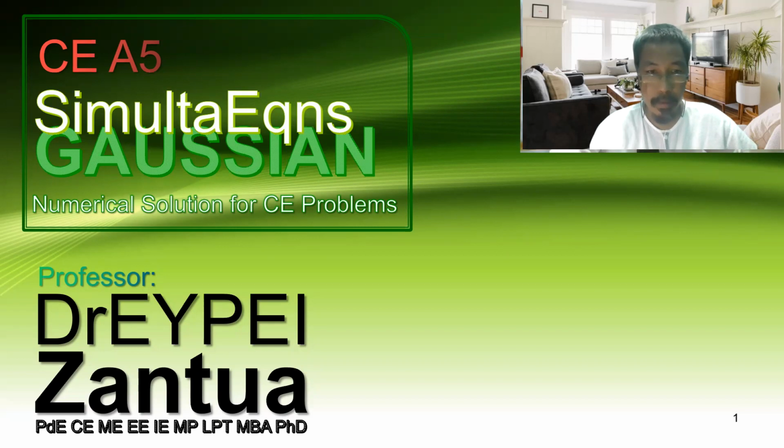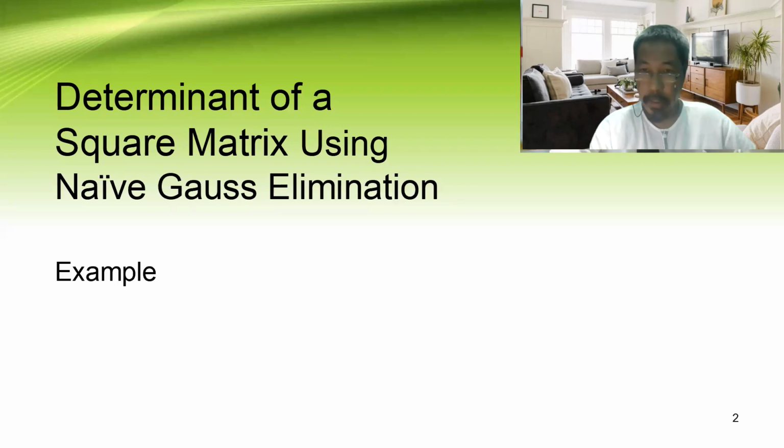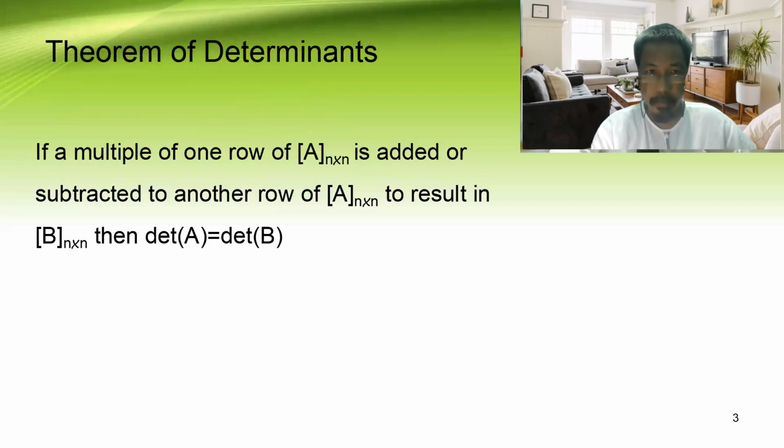In this video, let us continue with the numerical solution using Gaussian elimination of simultaneous linear equations, by implementing the determinant of a square matrix using Gaussian elimination. So let us proceed with an example.